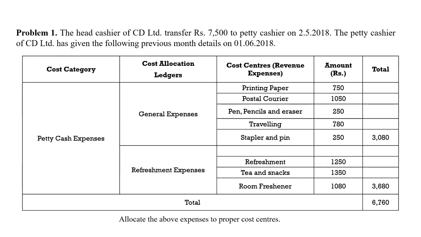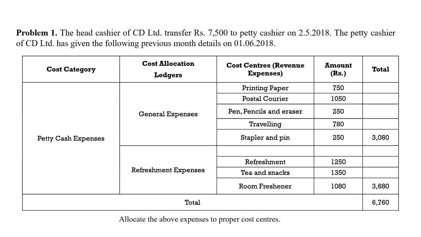So these are parallel sets of cost centers. For example, printing, paper, postal courier, pen, pencil. On the other hand, refreshment, tea, snacks, etc. So these parallel types of cost centers, or in that case more than one cost center, require us to open some cost category. That's why we have prepared a cost category which is called petty cash expenses.